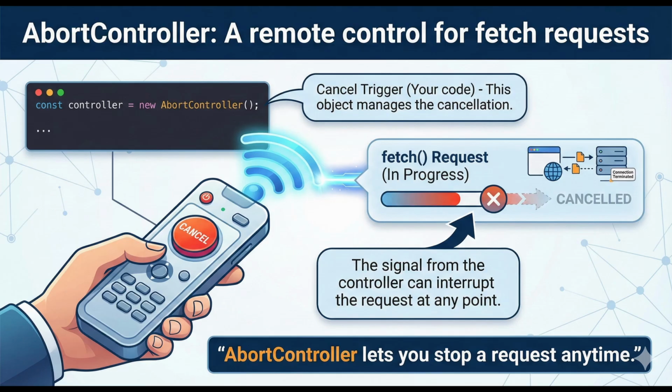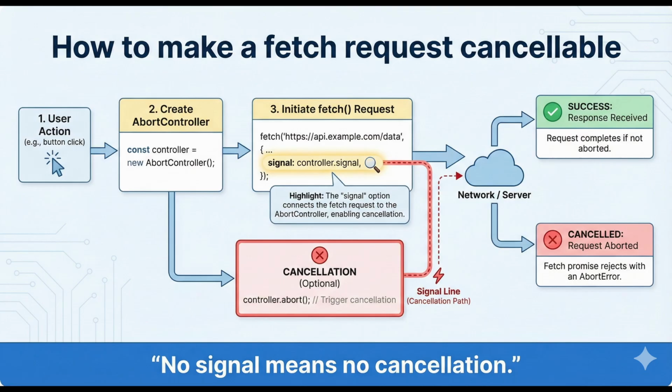Let's look at the code. Here at the top, I'm creating a new AbortController. Think of this as a remote control for a fetch request. Right below, notice this fetch call. See how I pass signal equals controller.signal? This line is important. It tells Fetch, hey, this request can be canceled.